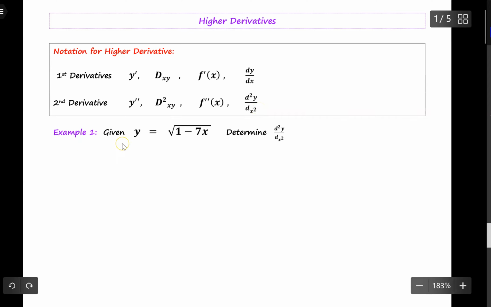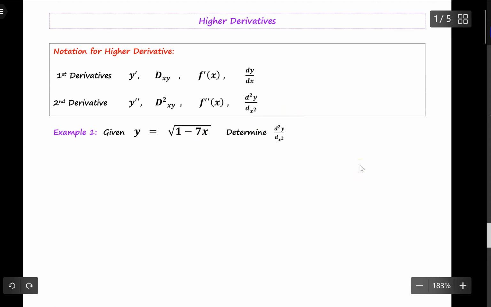Most of the questions won't ask us simply to please find the second derivative of this function. It will just say given y equal to square root of 1 minus 7x, and then we have to determine d squared y over dx squared.